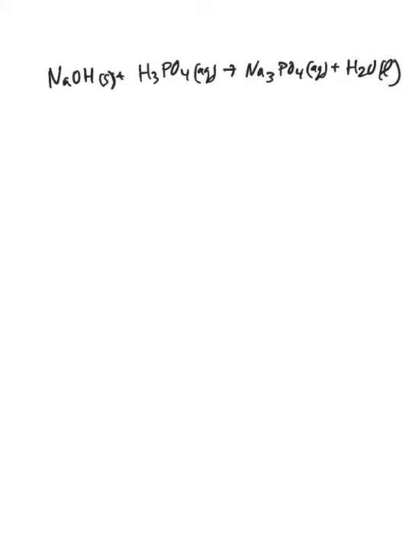Sodium hydroxide, this is solid, plus H3PO4 phosphoric acid, aqueous, reacts to make sodium phosphate, Na3PO4 aqueous, plus H2O, this is a liquid. So I've included these notations that are for solid and liquid, and the aqueous means that it's dissolved in water.